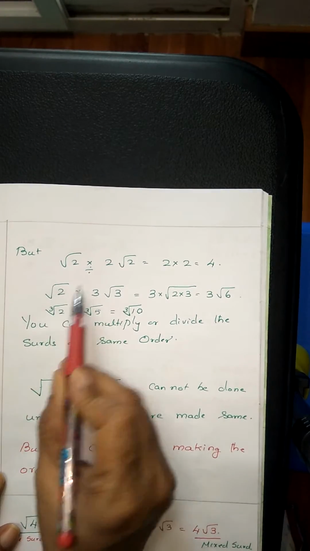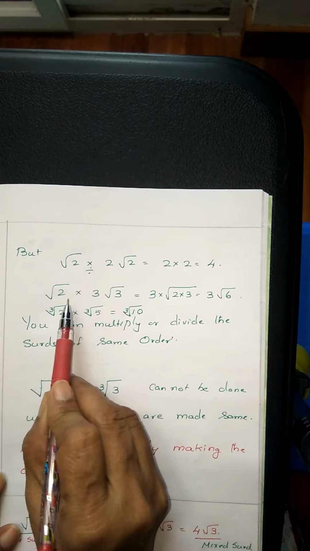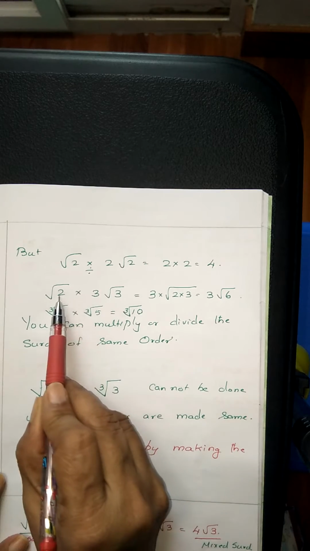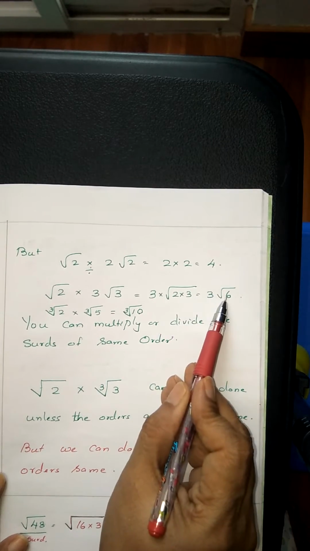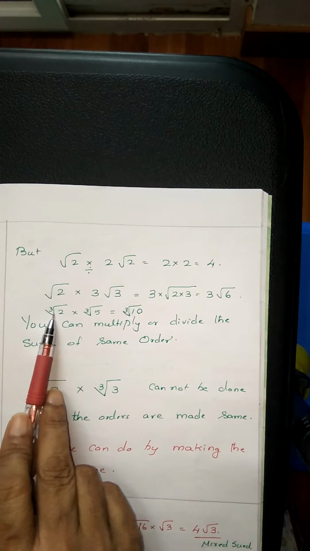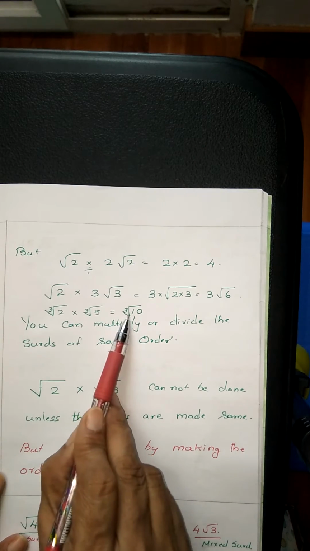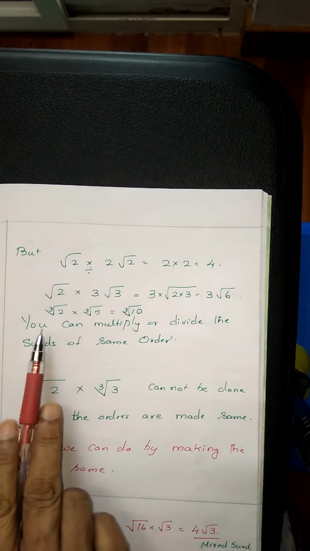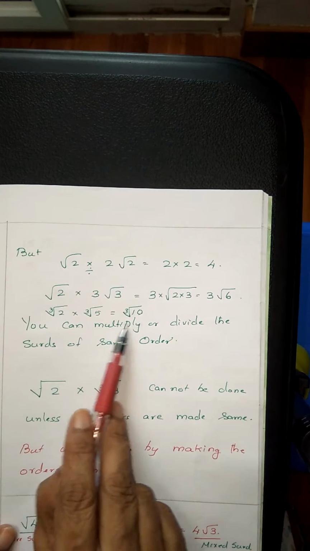Now, if you see, these are similar surds. But here they are not similar. Root 2 and root 3 are not similar surds. But you can multiply here: 3 into root 2 into root 3 can be written as root of 2 into 3, so 3 root 6. Similarly, here cube root of 2 into cube root of 5 you can write as cube root of 10. So you can multiply or divide surds of the same order.